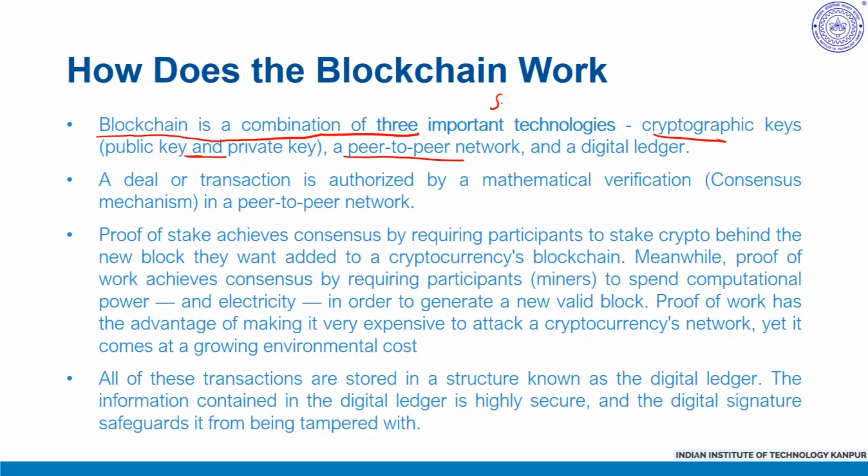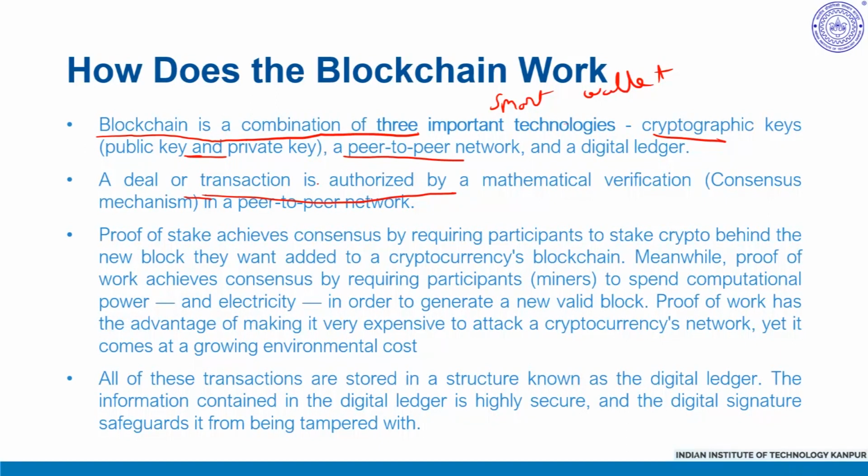So you have smart wallet based on this public and private key technology, and every transaction is authorized by the digital signature of the owner, as in who is initiating the transaction. Now here a deal or transaction is authorized by a mathematical function often called a consensus mechanism. This mathematical calculation is taking place in a peer-to-peer network. This peer-to-peer network is a large group of individuals who act as authorities to reach a consensus on transactions.